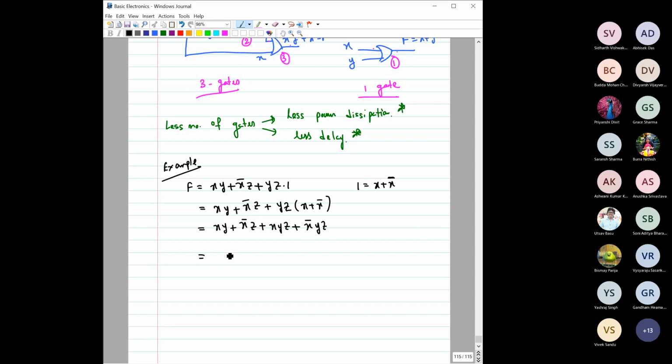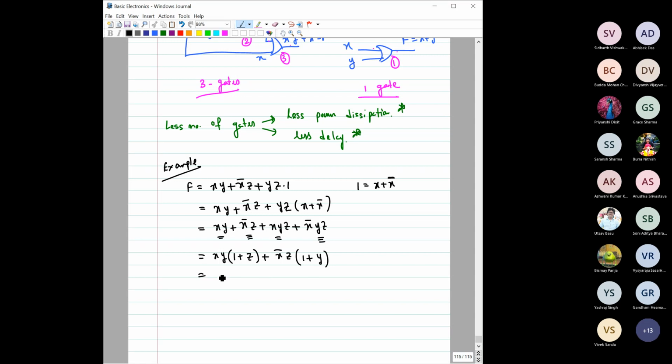Okay. Now we will take something common. Let us take this term and this term, and take xy common from them. When you take xy common, it becomes 1 plus z, right? Now let us see this term and this term, and take this part common, x bar z. When you take x bar z, it is 1 plus y, right?